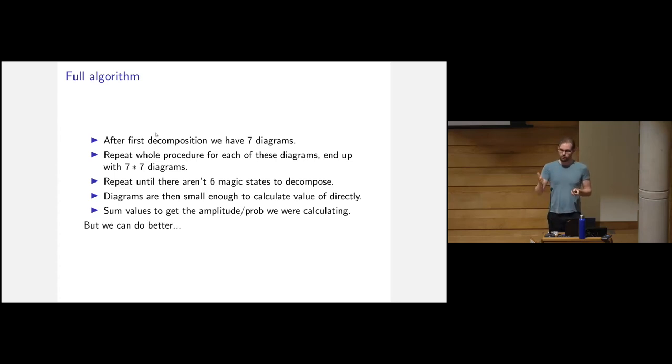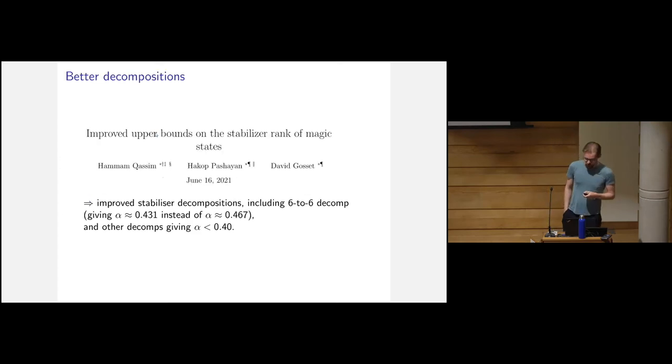So before showing you the results of how well this works, I'm first going to explain what we did in the second paper that makes this work even better. Shortly before we published our first paper, this paper came out: "Improved upper bounds on the stabilizer rank of magic states." They found an improved stabilizer decomposition. For one thing, they found a 6 to 6 decomposition. This improves on the 6 to 7, and this gives you better exponential scaling.